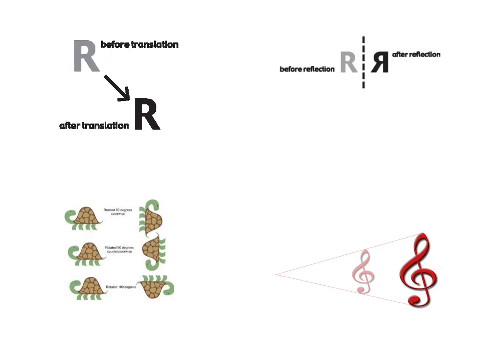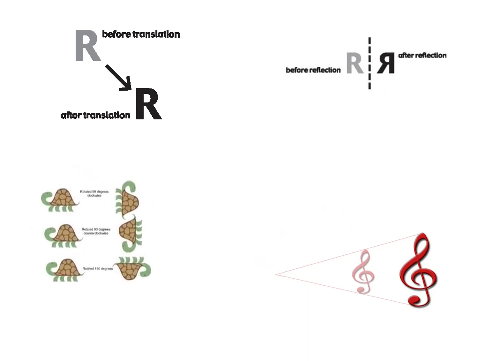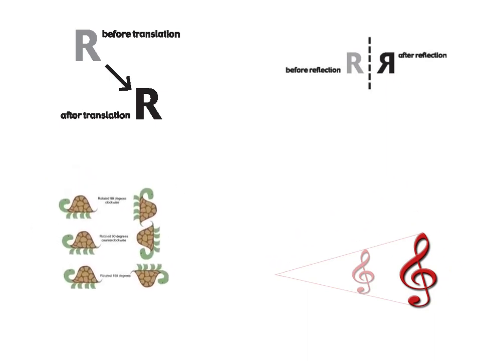The first one that we have is a translation. It takes one object and slides it over, right, left, up, or down. The second one that we have is a reflection. A reflection flips an object, and it's a mirror image of the pre-image. The next one that we have is a rotation. You can rotate things 90 degrees, 180 degrees, and 270 degrees. You can rotate them also clockwise and counterclockwise.